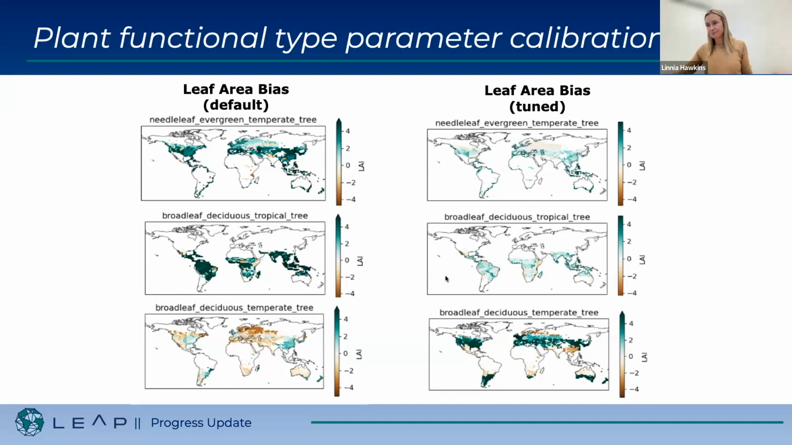reductions in bias. But for something that has more spatial complexity, like the broadleaf deciduous temperate tree, some regions have positive biases and some regions have negative biases. And again, this is the PFT where the emulator was not performing as well, and the emulator uncertainty was quite high. And here we're actually, arguably making the model worse.